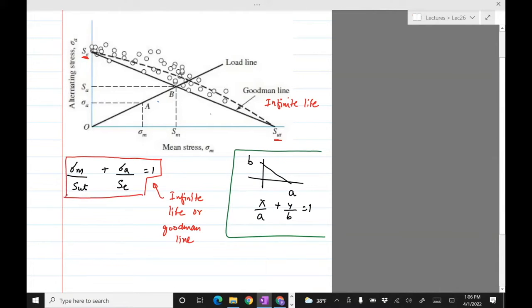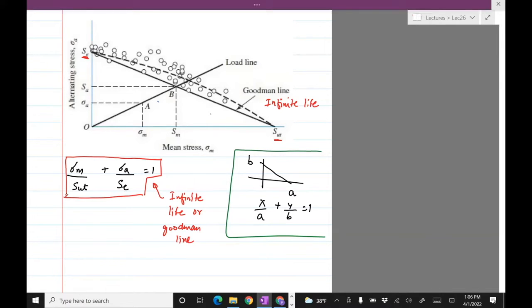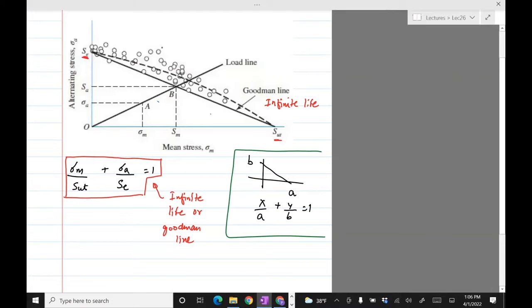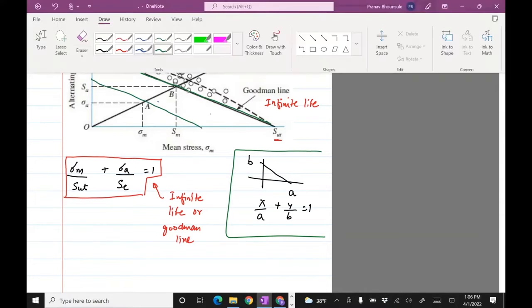Okay, so when we want to design something, we want to always keep in mind the factor of safety. The simplest way of introducing a factor of safety is that instead of being on this line, let's attempt to be on a line parallel to this line. So scale down the stress by the factor of safety. That way we have this margin.